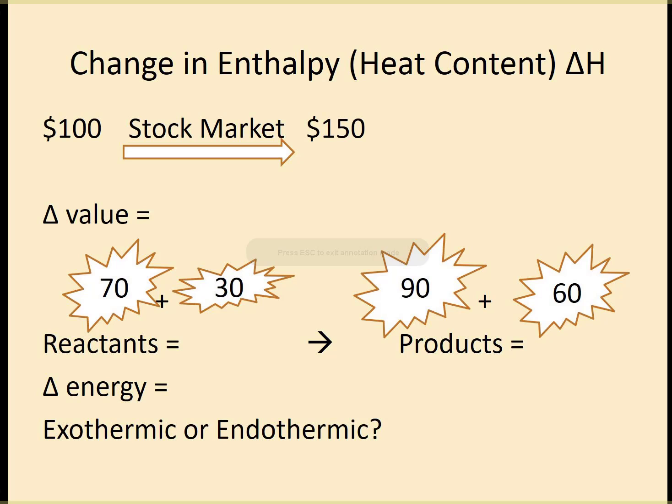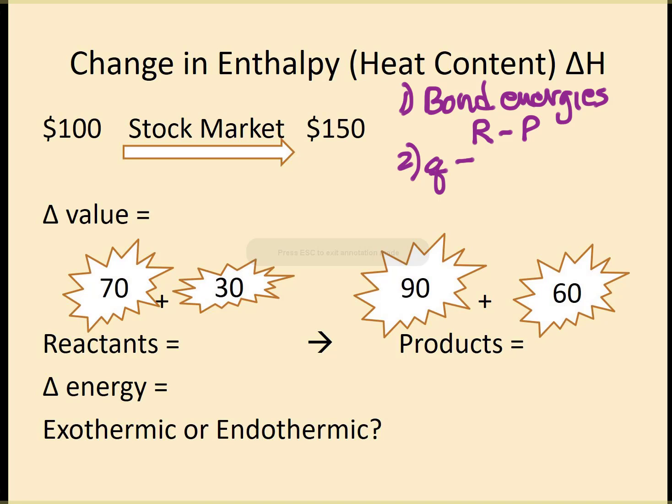There are many different ways to find enthalpy. One way is to use the bond energies, where you break the bonds of the reactants and subtract breaking the bonds of the products. A second way is experimental. A third way is Hess's law.